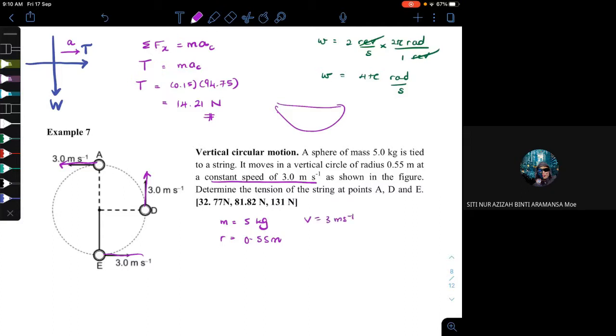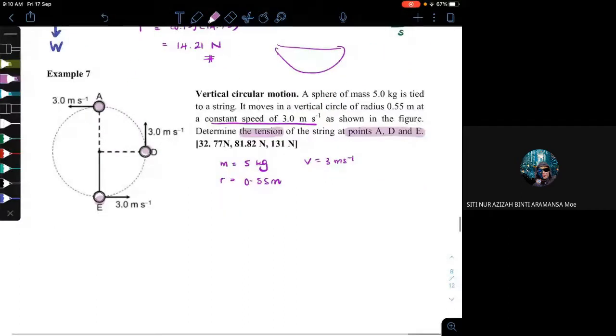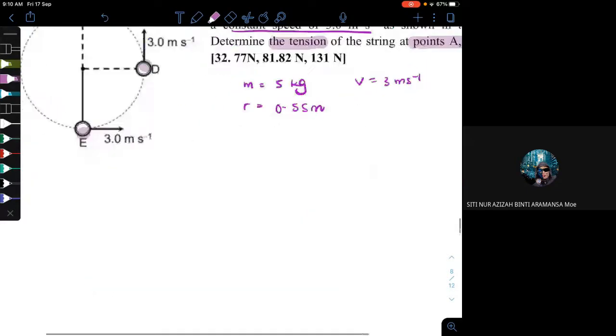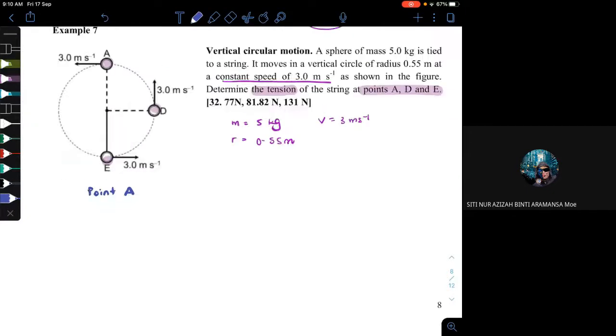Okay. And then soalan ni minta apa? Dia minta determine the tension at point A, D dengan E. Okay, so we have A, D and E. So kita akan lukislah 3 free body diagram untuk 3 different positions. So Miss akan lukis the first one iaitu point A, first one to find the tension. So apa-apa pun kena lukis free body diagram. Okay, so if you take a look over here kan, kat point A dululah kita buat. Okay, point A.